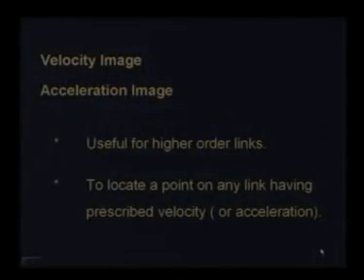Another use of this image concept is if we consider an inverse problem. That means we have to locate a point on any link having prescribed velocity or acceleration at a particular configuration. What we have done earlier, given the input velocity, we have determined the velocity or acceleration of given points of the mechanism. But suppose for a given input velocity and acceleration, we want to determine which particular point of a link will have prescribed velocity or acceleration, then again this image concept will be very useful.